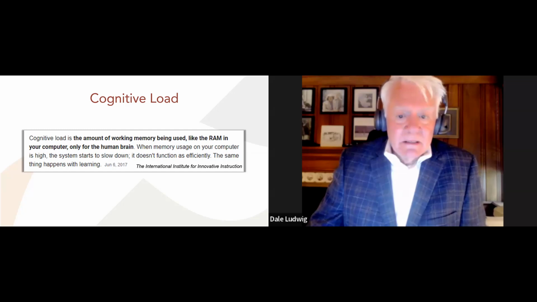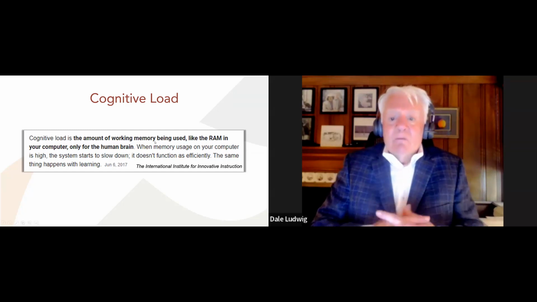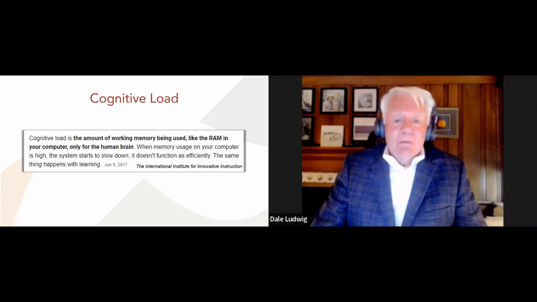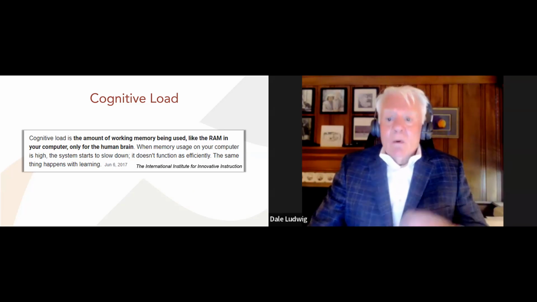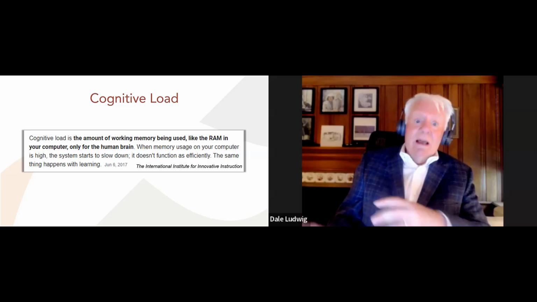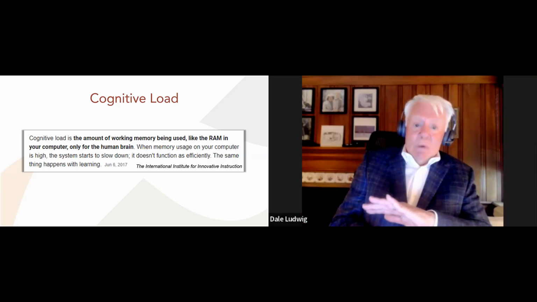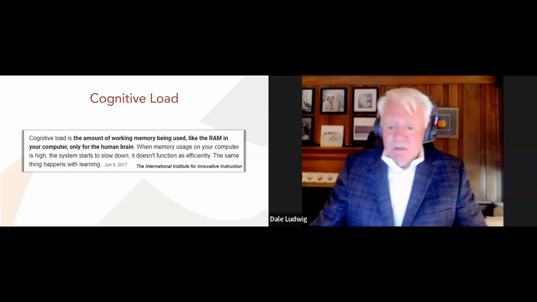Okay, let's talk about cognitive load. Cognitive load is, as you can see in the bold, the amount of working memory being used in your brain, like the RAM in your computer, only for the human brain. When memory usage on your computer is high, the system slows down. The same thing happens when you're listening or when you're learning new information. So that's this example pulled from CNN.